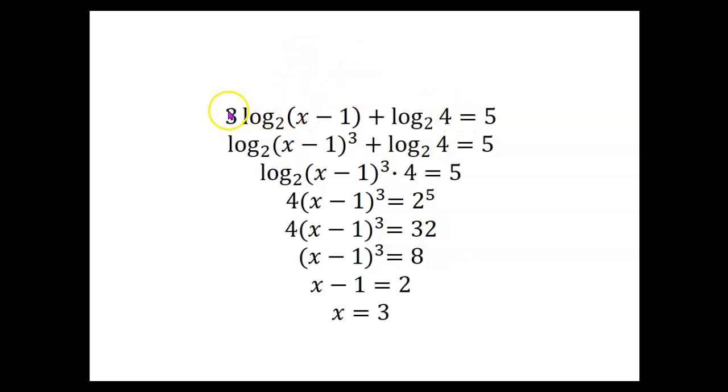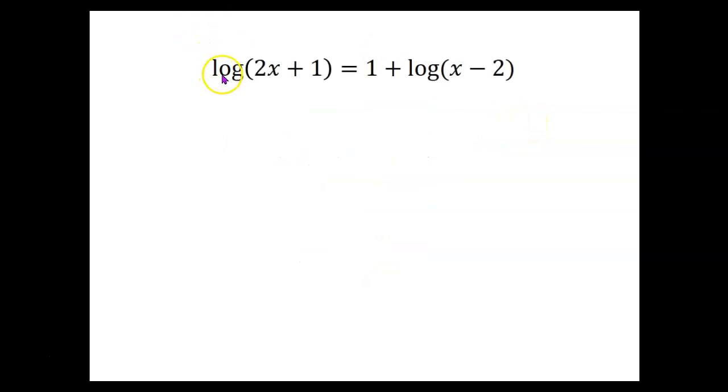If you want to check that in the original equation, if x is 3, x minus 1 would be 2. The base 2 logarithm of 2 would be 1, because that's the power you have to raise 2 to get 2. And then 3 times 1 would be 3. Meanwhile, over here, the base 2 log of 4 would be 2, because that's the power you have to raise 2 to get 4. So we got 3 plus 2 equals 5.